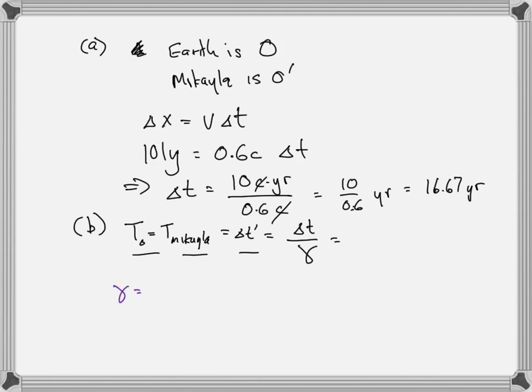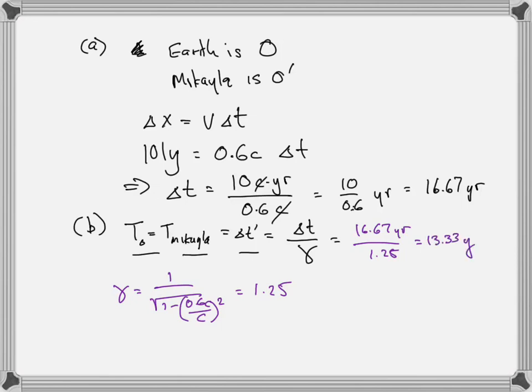So gamma is 1 over the square root of 1 minus 0.6 c over c squared, which is 1.25. If you could go ahead and plug that into your calculator. Again, the c's cancel, right? You don't have to plug in 3 times 10 to the 8th. So we get 16.67 years over 1.25, which is 13.33 years. So how old is Michaela really? If she's 20 when she leaves Earth, she's 33 when she reaches the planet, not 37.